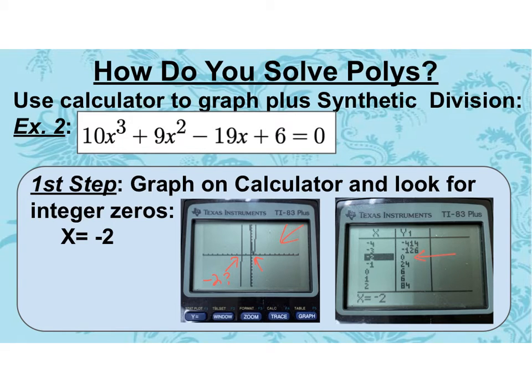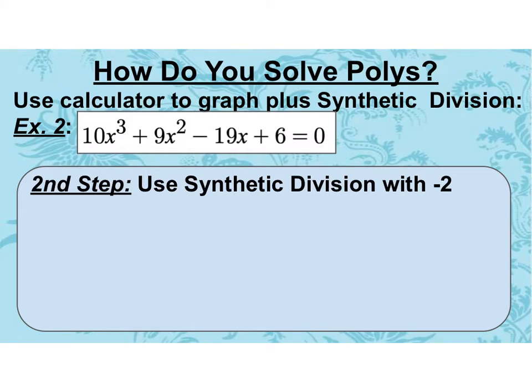And then maybe that looks like an integer here, but there's no other y is 0. So the only integer answer I see is when x is negative 2. So I'm going to start with that. So we're going to do synthetic division with negative 2. I'm going to divide with the negative 2, because that is the 0.